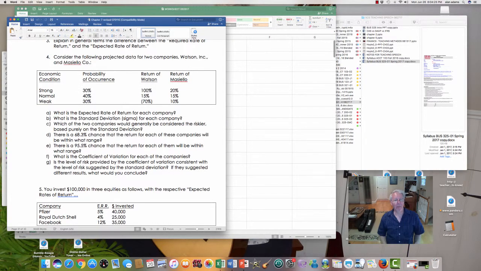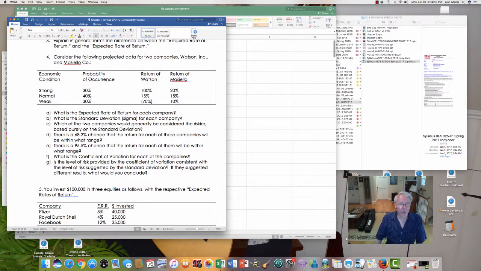Okay, that's number 4. We have two companies that we're considering on a standalone basis, Watson and Masiello. When I say standalone, that means I'm not planning on buying both and combining them into a portfolio. I'm simply comparing one against the other with respect to their returns and their risks, okay? Our economist says there are 3 possible economic conditions. There could be more, okay, but we've chosen 3. And we have to assign 100% likelihood of their occurrence in total, and the economist says, well, I think it's 30, 40, 30. Very good.